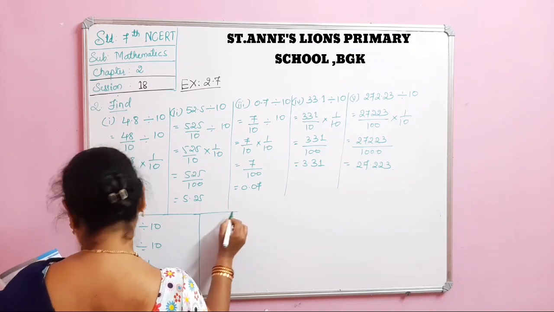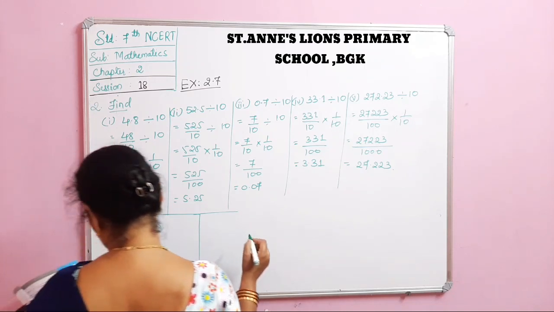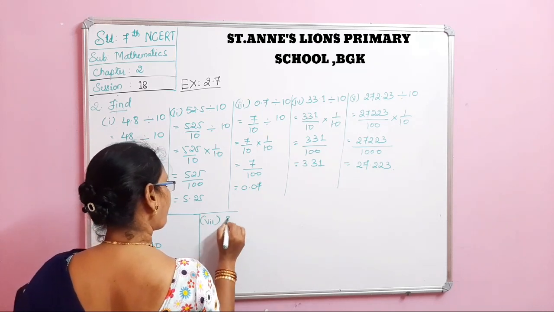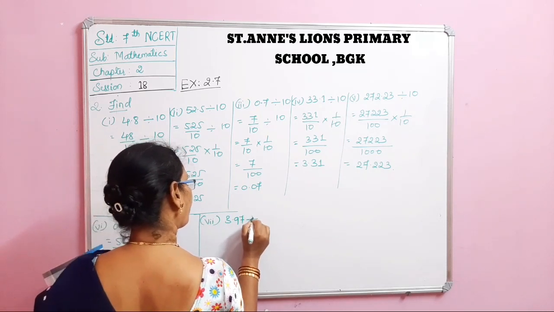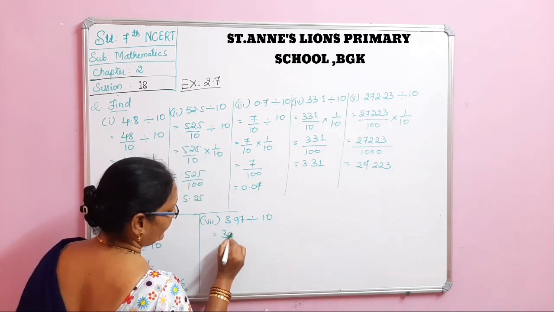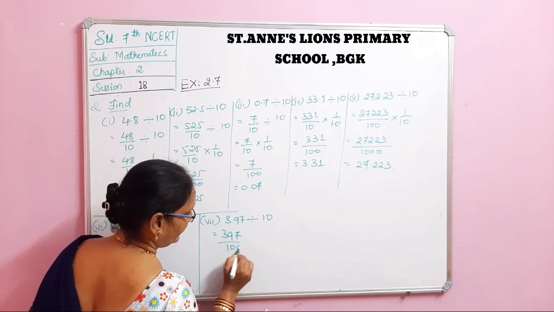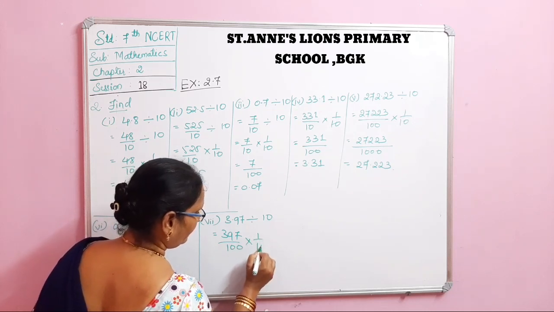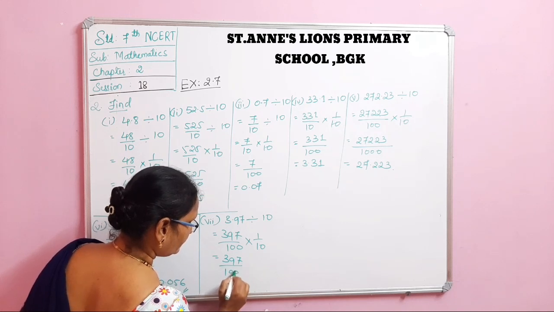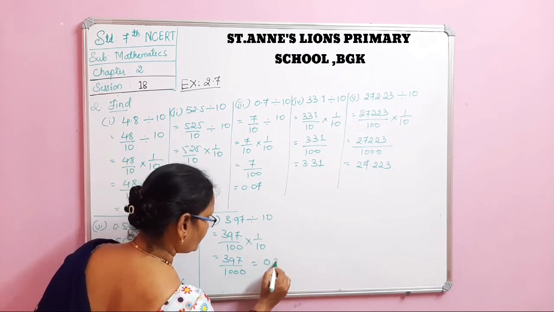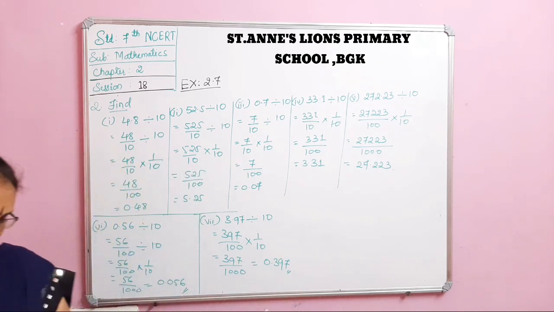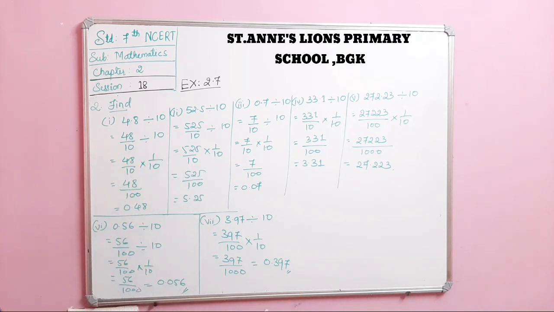Okay. Then next, last one, 3.97 divided by 10. So 397 by 100 into 1 by 10. 397 by 1000 is equal to 0.397 is the answer. This is what second main.